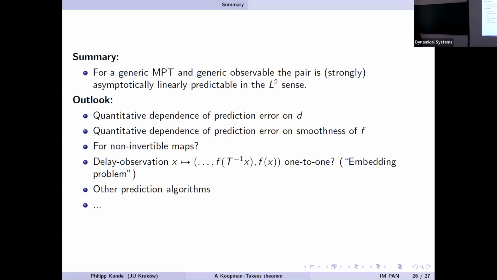Which proofs are you talking about? The proof of this main theorem, I guess. The one that tells you that for a generic system, you have a generic set of predictable observables.